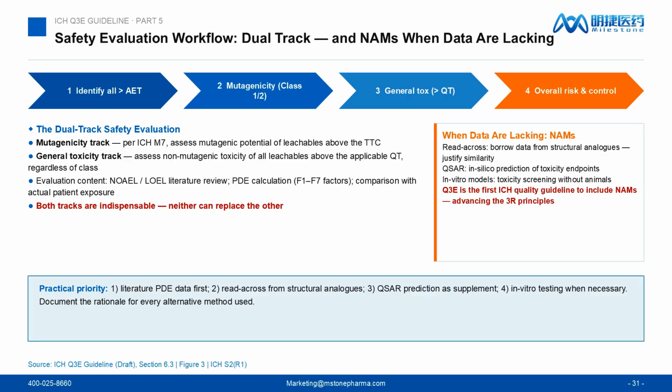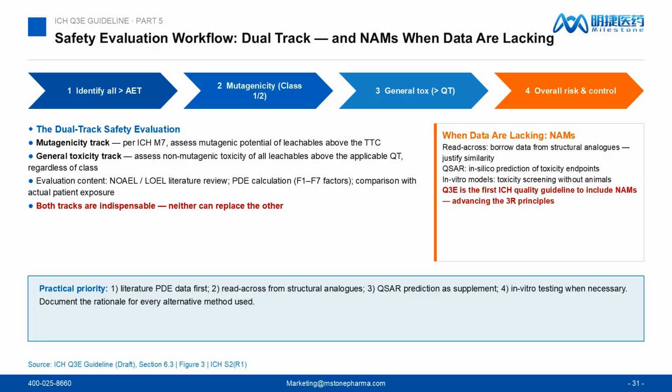The general toxicity workflow is classic. Gather NOAEL or LOAEL data from the literature, calculate a PDE using the F1 to F5 adjustment factors, and compare it with the patient's actual exposure. If exposure is below the PDE with margin, you're done. But what if there is no data? For the long tail of obscure leachables, this is the rule, not the exception.